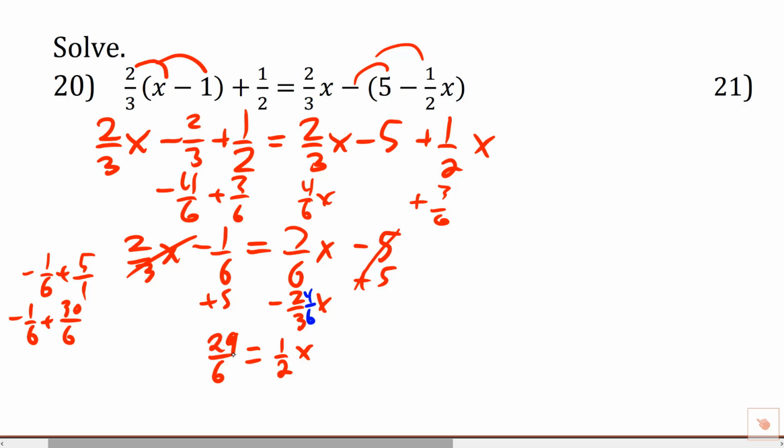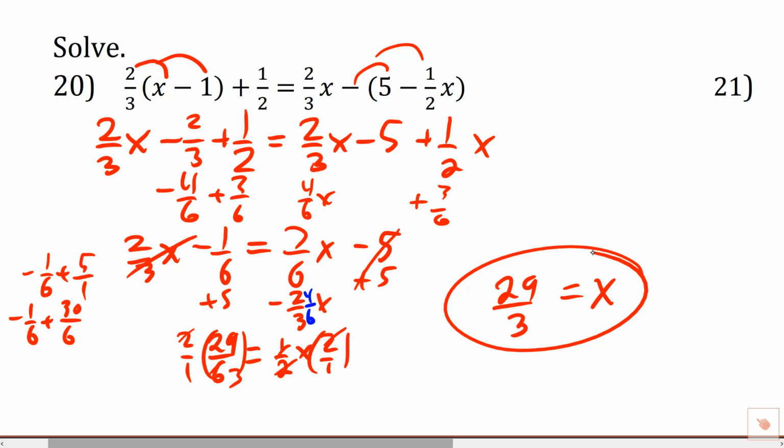Oops, 29/6. And then I've got a fraction in front of the variable, so I'm going to multiply by the reciprocal. So that's going to be 2 over 1, 2 over 1 here. Those are going to cancel. I'm going to get x on this side, and then I'm going to do a little bit of cross canceling. I get a 3 there, and the cool thing about this is 29/3, and that right there is the answer.